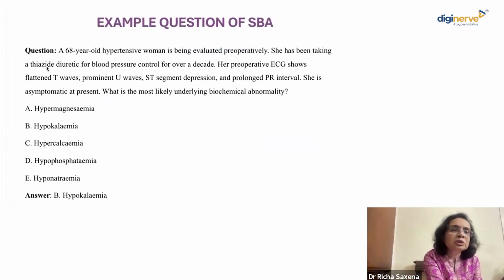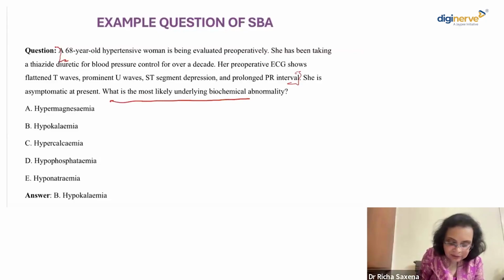Again, this is an example question, so you can see that this whole thing is the clinical scenario, which says that a 68-year-old hypertensive woman is being evaluated, and she's taking thiazide diuretics for blood pressure control for over a decade. Her pre-op ECG shows flattened T wave, prominent U waves, ST depression, and prolonged PR interval. She is asymptomatic at present. So what is the likely biochemical abnormality? This is the lead-in question. These are the options. And as you know, the answer in this case is hypokalemia.